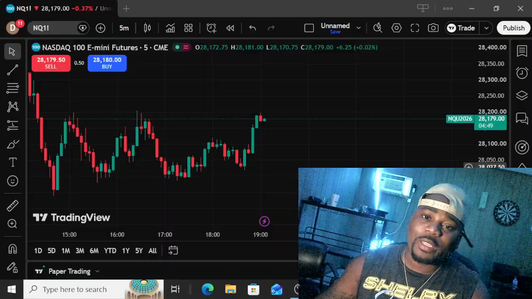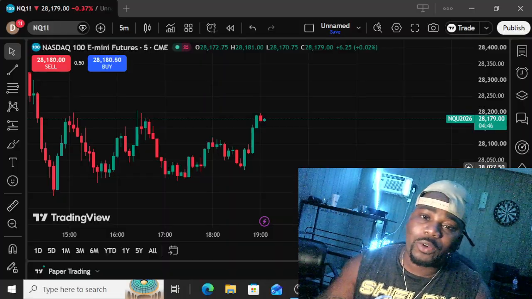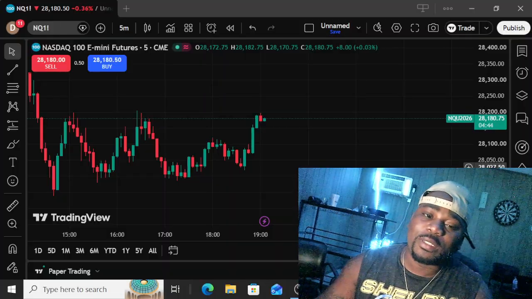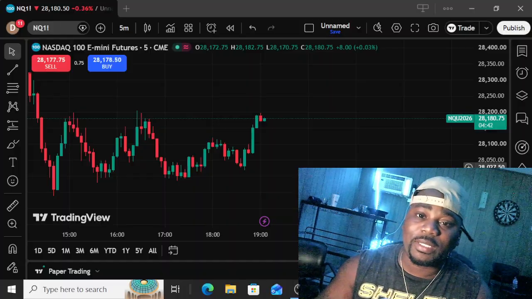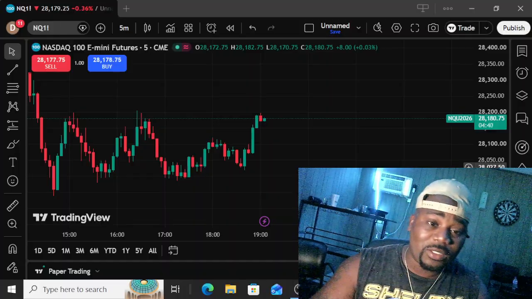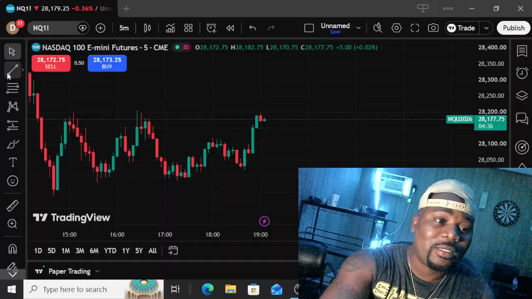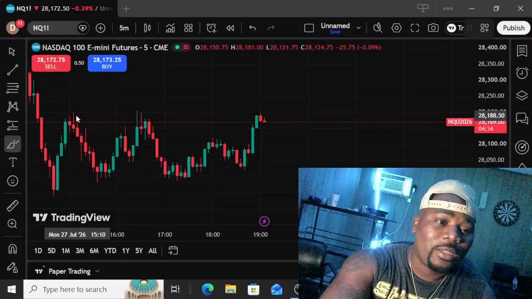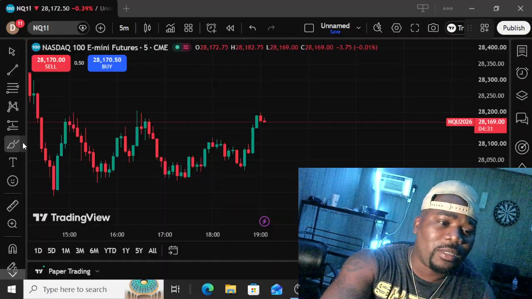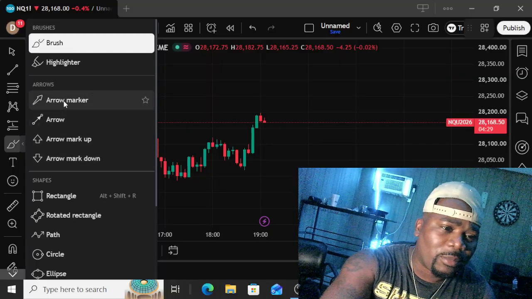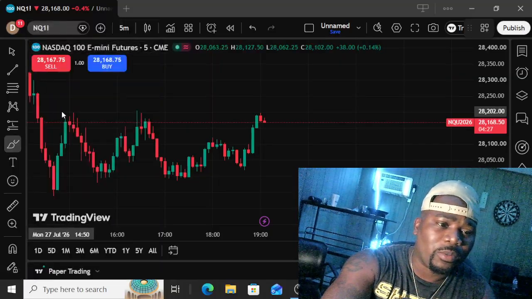Today I'm going to be showing y'all how I trade the stock market using the strategy called support and resistance. The support and resistance strategy. Okay, so basically, let me pull my tool out. Let me figure out what I want to use. Okay, I'm going to use the brush.